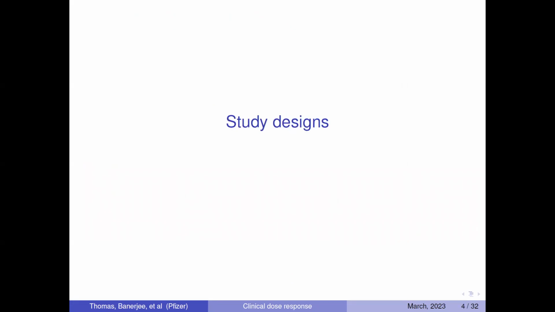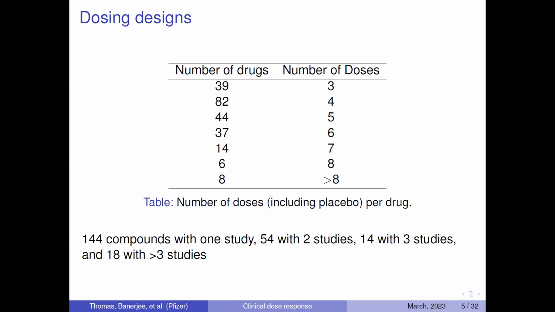Okay, so I want to start to put this into a bit of context. I want to describe what we saw in terms of study designs. The first is, if you look at how many doses were actually studied for each compound, there were 39 compounds for which there were only 3 doses, and that includes placebo, so only 2 active doses. That's a real stretch to call a dose response study, but for 39 of the compounds, that's all that we could find, and these were studies that the sponsors actually called dose response studies.